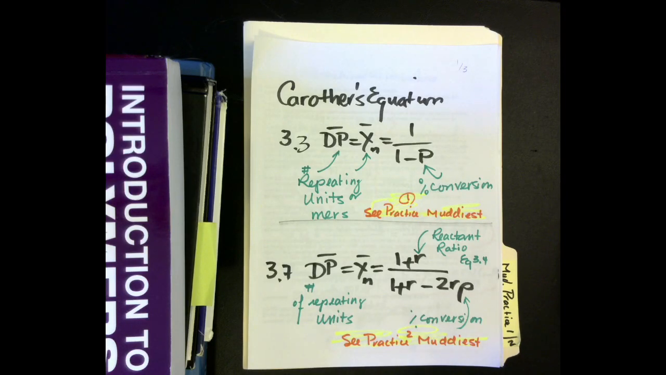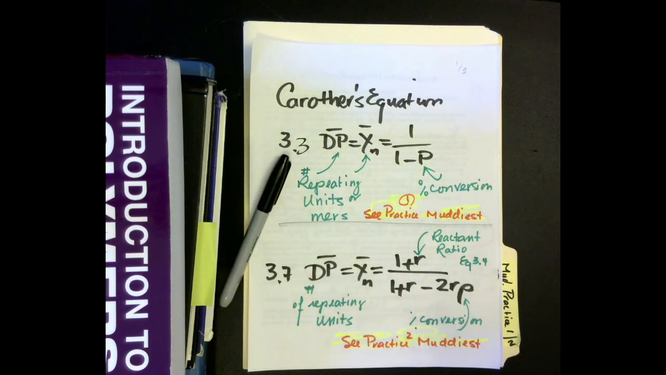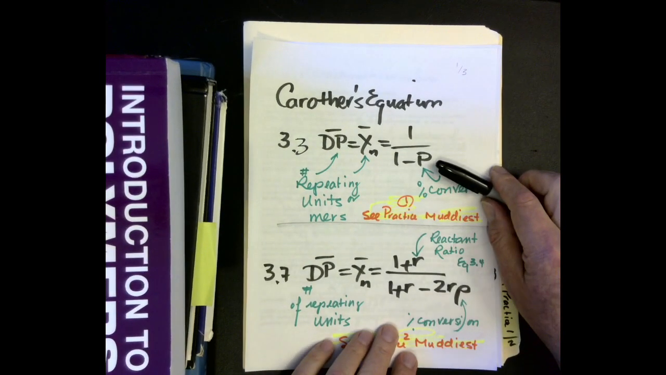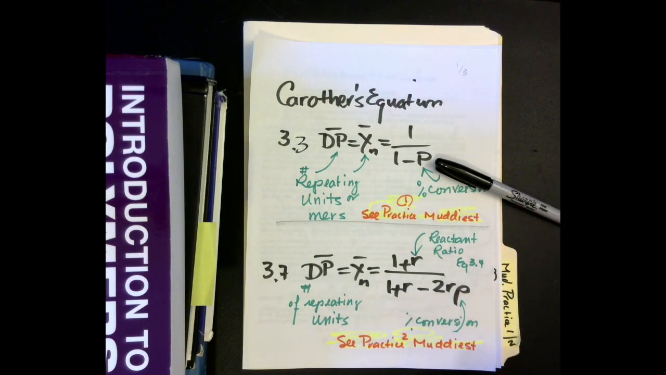Okay, so we already talked about equation 3.3. If you remember, equation 3.3 was for a simple step polymerization, and we use that to measure either the number of repeating units, or the mers, or the percent conversion of one or two monomers to the product, which is the polymer. So these two are related to each other.